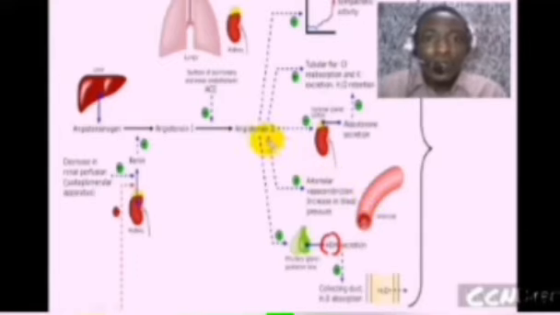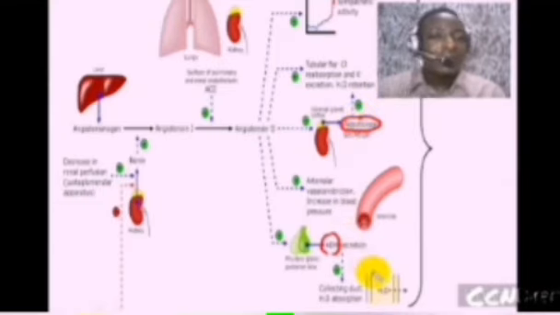Alright, the next action of angiotensin 2 is to stimulate the adrenal cortex. Stimulation of the adrenal cortex would lead to the secretion of aldosterone. Remember aldosterone? This hormone acts on the collecting ducts of the kidney, which will further lead to retention of sodium ions. When sodium ions are retained, water is also conserved. So the reabsorption of sodium ions is immediately followed by water.